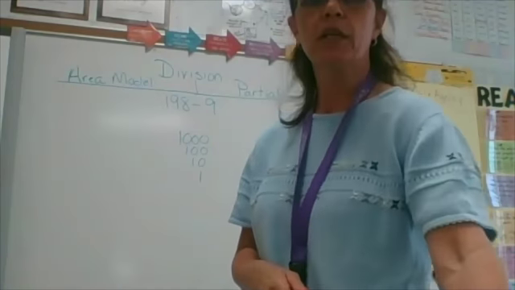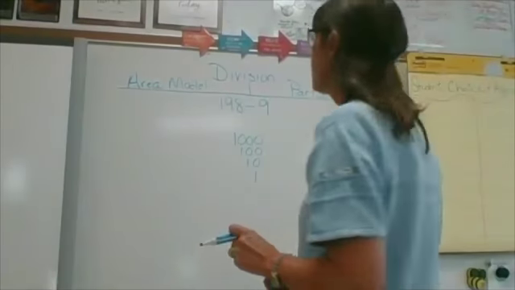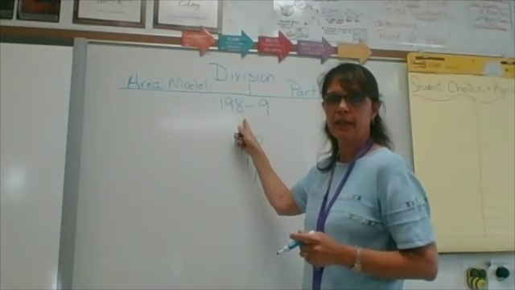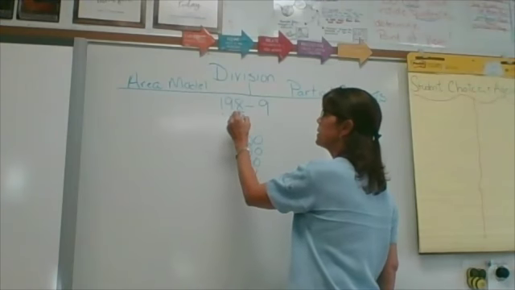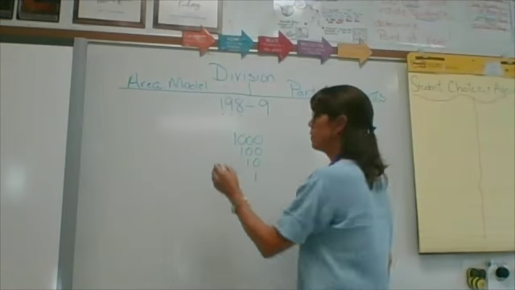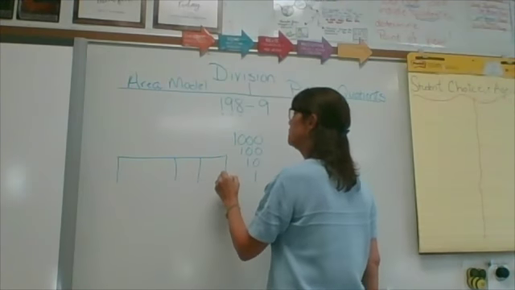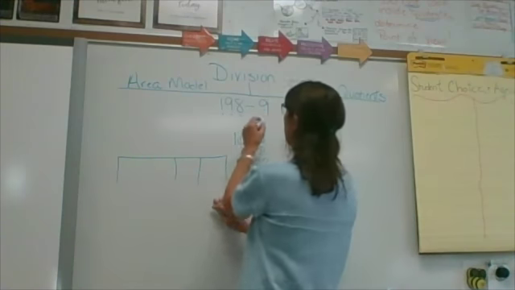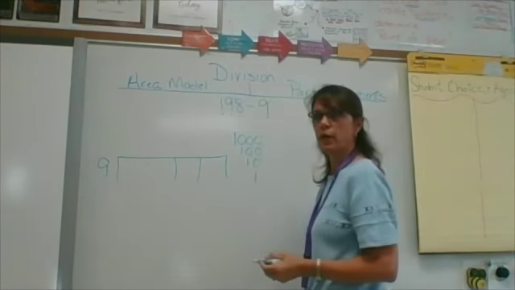The first one is called using the area model. As you can see here, we're going to divide 198 divided by 9. There are 3 digits in our dividend, so we are going to draw an area box with 3 boxes. You can see I've left it open. I'm going to put my divisor on the end, and then I'm going to expand 198.